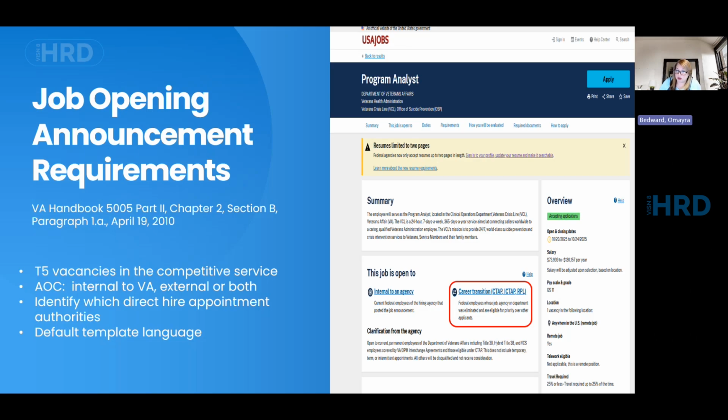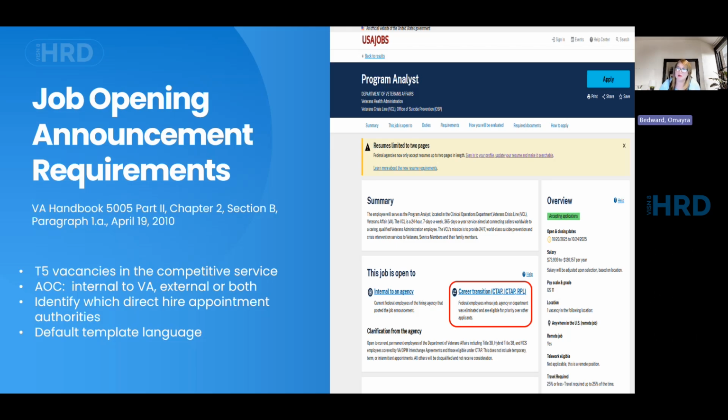So this is good to make sure that we go over. The area of consideration includes if the position is internal or external to the VA, or it could be both. You want to identify the direct hire appointment authorities. One of the most important things when you're trying to clear CTAP and ICTAP is that you want to make sure that the language, it's usually defaulted.